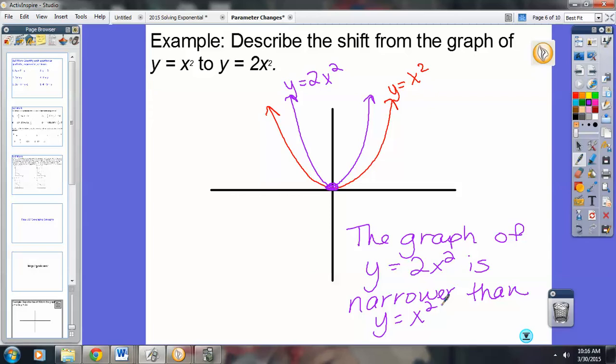When we compare two things, I do need you to mention something about each graph. Now I'm saying that our second graph, the y equals 2x squared, is narrower than the first one, which is sufficient.